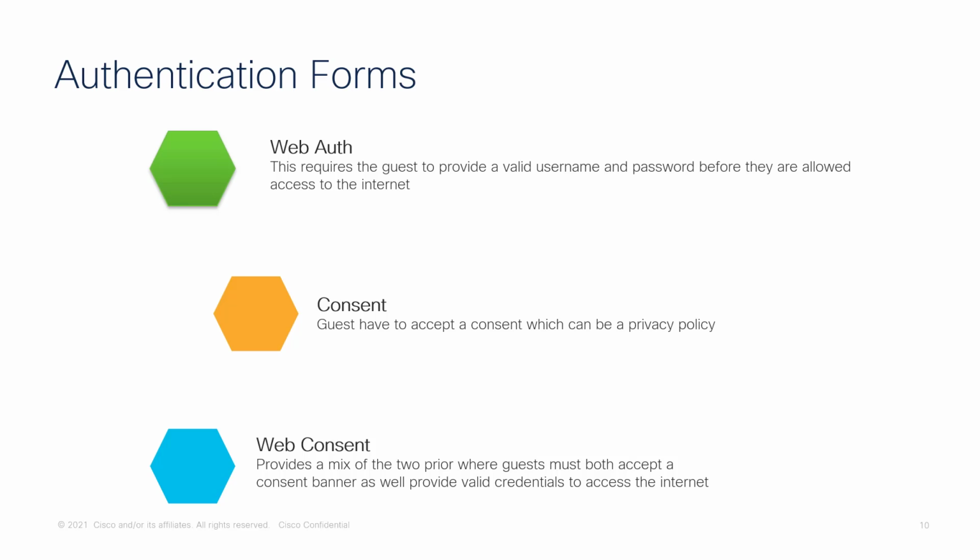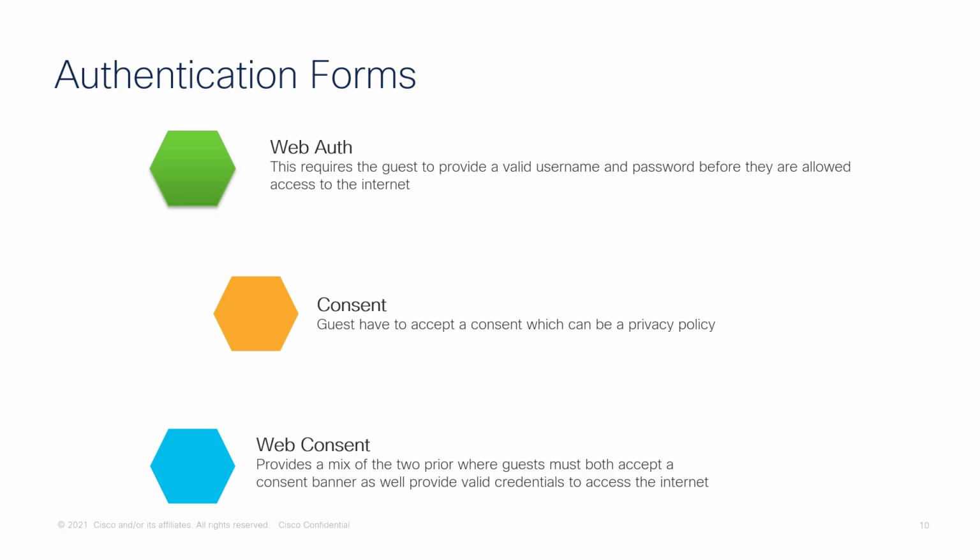We have the web consent form of authentication, which provides a mixture of both the web authentication and the consent form of authentication. Here, guests would have to accept a consent banner as well as provide valid credentials to access the internet. In this configuration video, we will create a web authentication form of authentication as well as create local credentials on the controller that would be used to validate the clients.